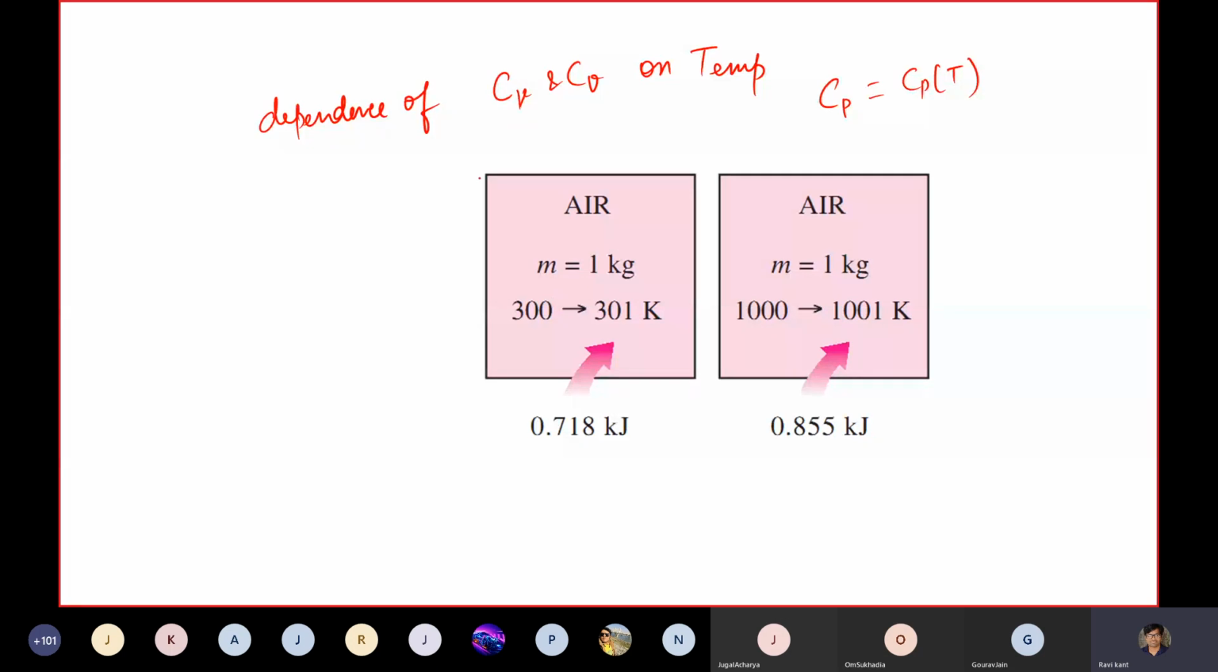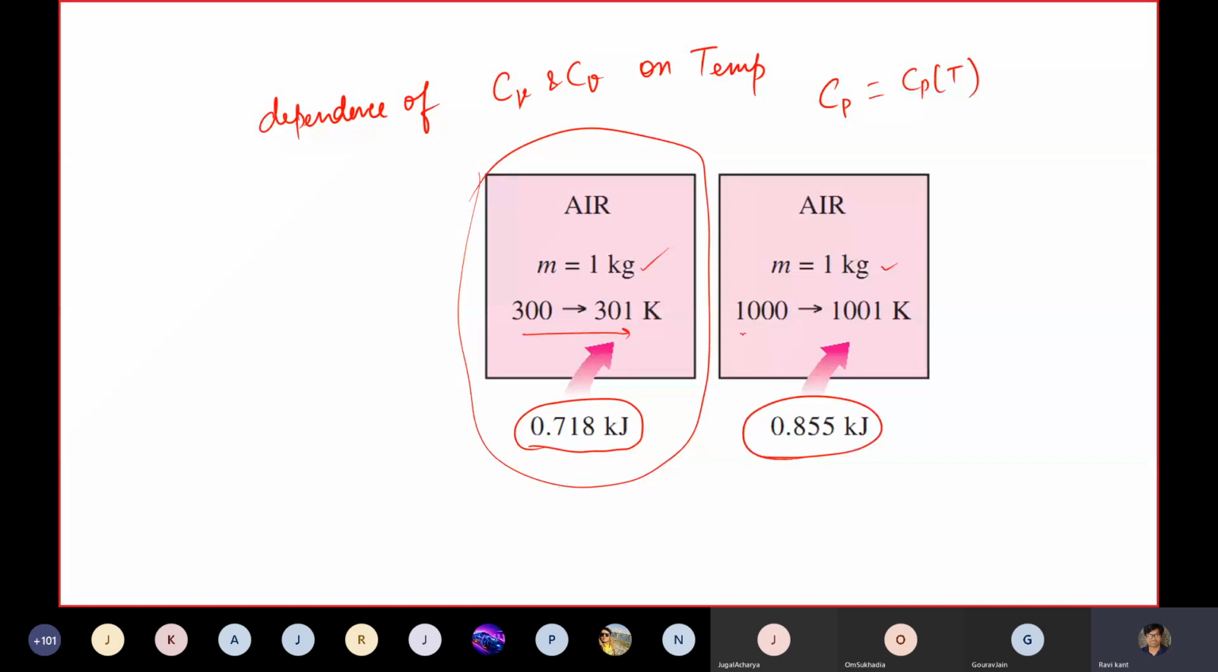It has been shown by some experiments that 1 kilogram of air took 0.78 kilojoules to increase its temperature from 300 to 301 Kelvin, whereas the same air took more energy, 0.8, when it was at 1000 Kelvin, to move it to 1001 Kelvin. So Cp and Cv are some function of temperature as well, and we should keep that in mind. It's not a constant for all air and everywhere. It depends upon temperature. This is the key thing I want to talk about in this slide.